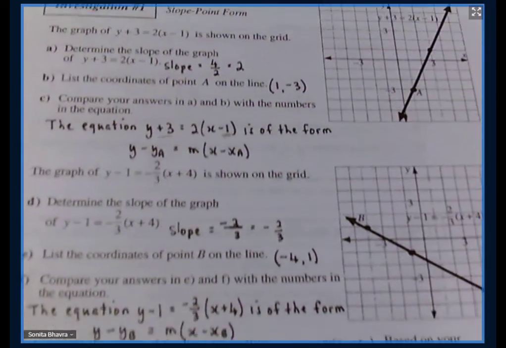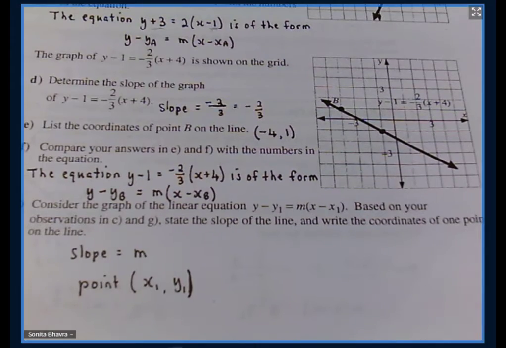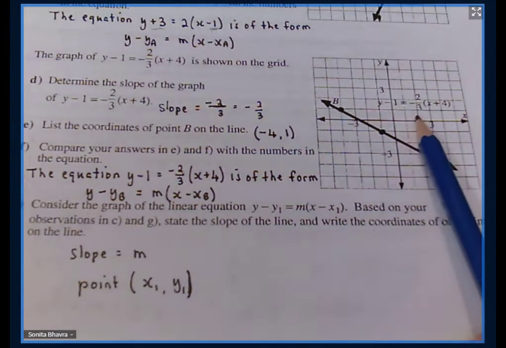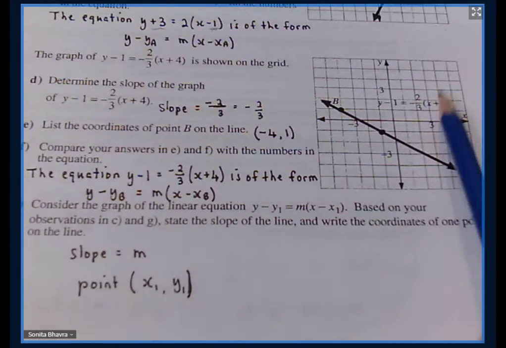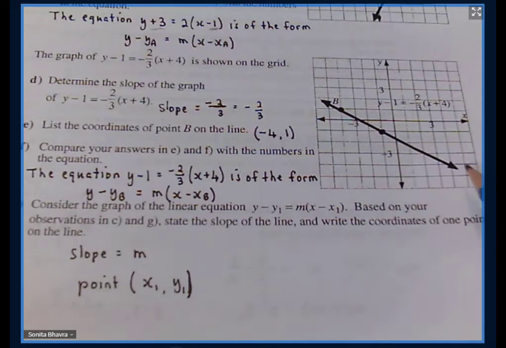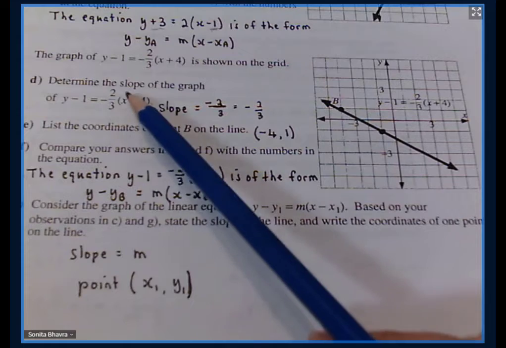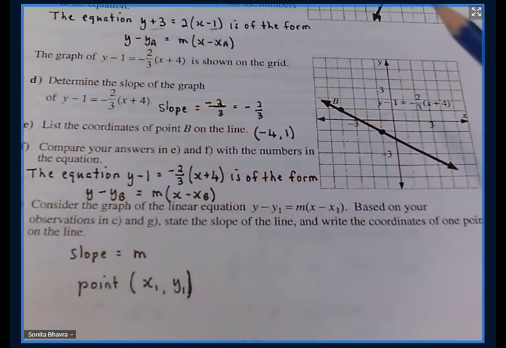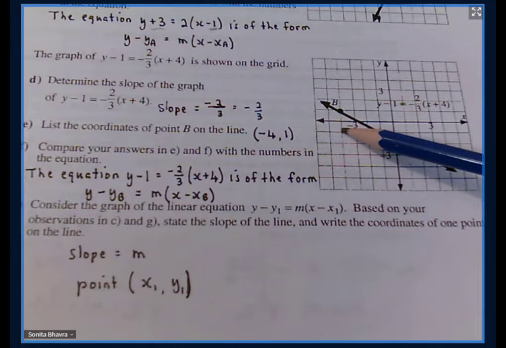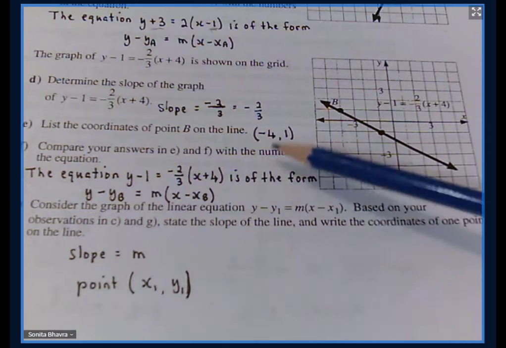Let's take a look at our next example. This line is y minus 1 equals negative 2 over 3 times (x plus 4). That is the equation of our line. It's going down, so our slope should be negative, which it is if we look at our m from the equation. Looking at our slope, down 2 is our rise, and our run is over 3: 1, 2, 3. So our slope is negative 2 over 3.